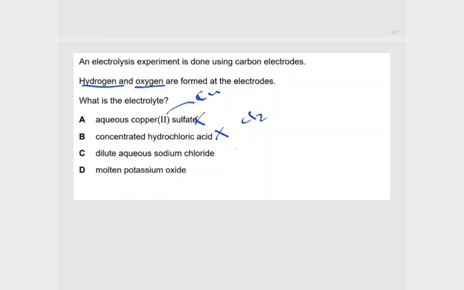C, dilute aqueous sodium chloride, that will produce hydrogen and oxygen because it's dilute. In place of chloride, OH- will go to the anode and get oxidized to become oxygen, and in place of sodium, H+ being less reactive, H2 will be formed at the cathode. So C is the answer. Molten potassium oxide will produce potassium metal and oxygen.